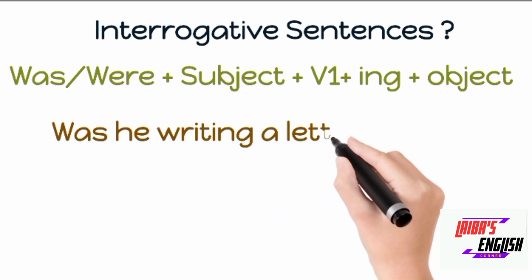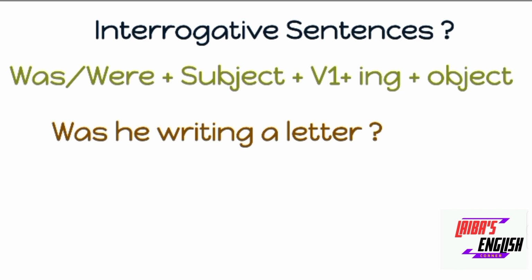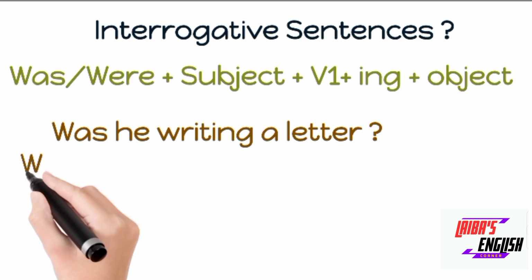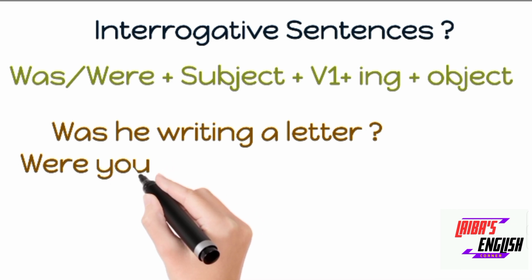The example is: was he writing a letter? Was is a helping verb, he is a subject, and he is singular, so we will use was with it. Write plus ing, writing a letter is an object. At the end, put the question mark.